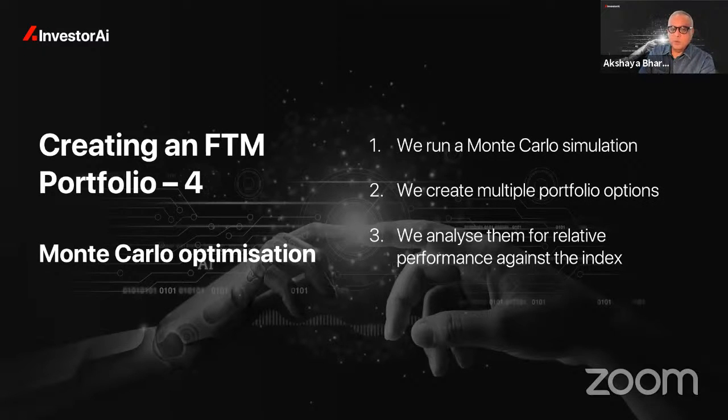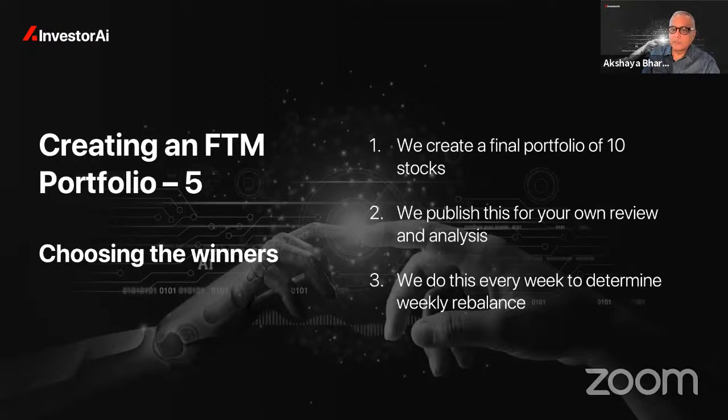We then end up with a smaller cohort of stocks. We run a Monte Carlo simulation for different combinations. We create multiple portfolio options, and then we analyze them for relative performance. So there is an optimization process that happens. And then we create a final portfolio of 10 stocks, which we publish for your review and analysis. And for Momentum, we do this every week to determine the weekly rebalance. The idea is to choose the winners. So this is how the machine works.